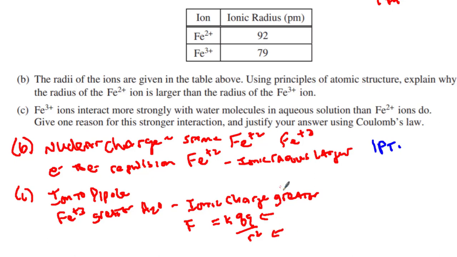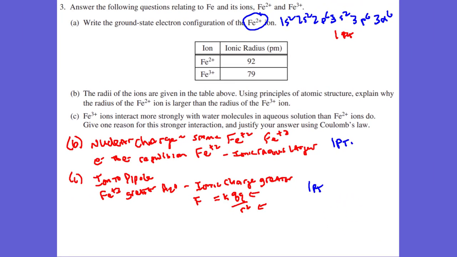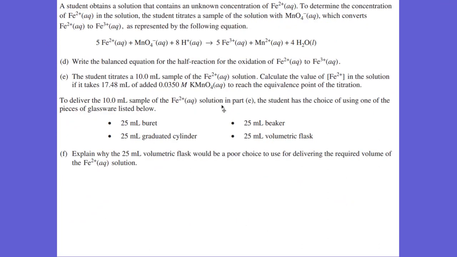And so you can actually talk about this in terms of radius. With the smaller size of the iron plus 3, it's going to have a greater attraction. You have to either talk about the ionic charge being greater or the ionic radius being smaller, and that gives the ion to dipole attractions a greater extent. And that is going to be worth 1 point for a valid explanation. Let's take a look, as we go along, at problem D.